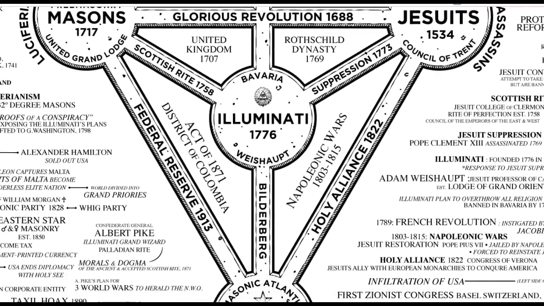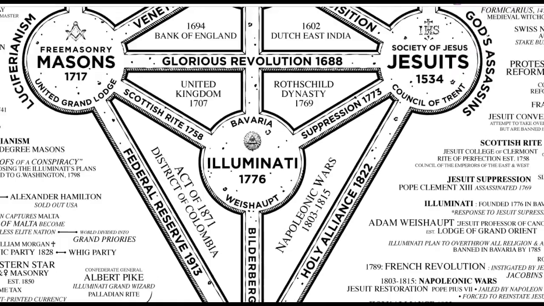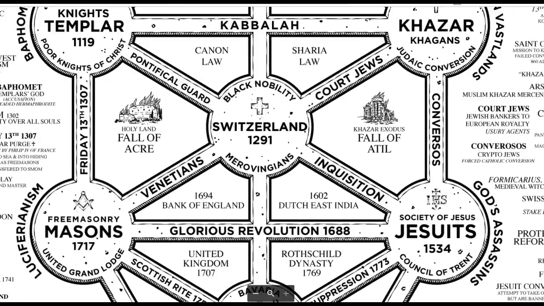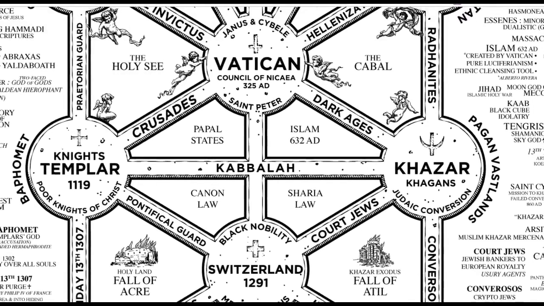Okay, so we're down to the Knights Templar. We got to get to the Khazars on the right. Okay, so the Khazars were a kingdom that was between the Black Sea and the Caspian Sea in southwestern Asia.